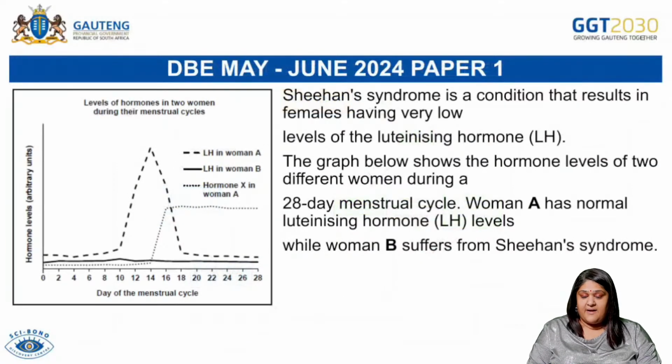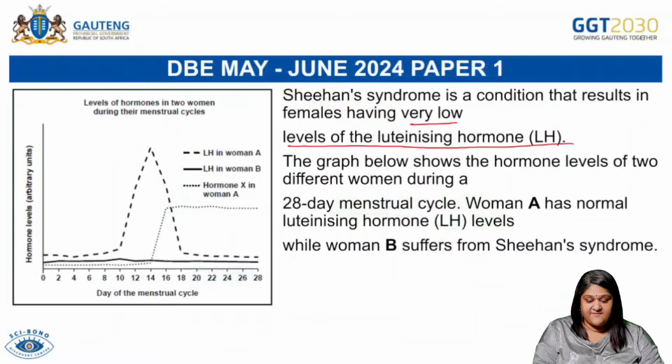Right, we're going to quickly do a question about Sheehan syndrome. Sheehan syndrome is a condition that results in females having very low levels of luteinizing hormone. The graph below shows the hormone levels of two different women during a 28-day menstrual cycle. Woman A has normal luteinizing hormone levels, while woman B suffers from Sheehan syndrome. Okay, so here they're showing us the hormone levels. They're showing us LH. Woman A is normal.